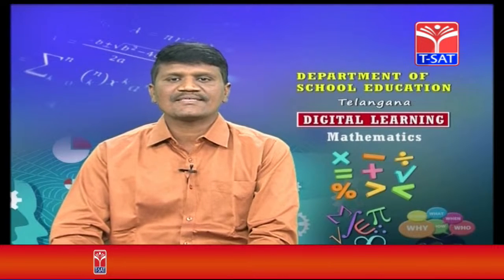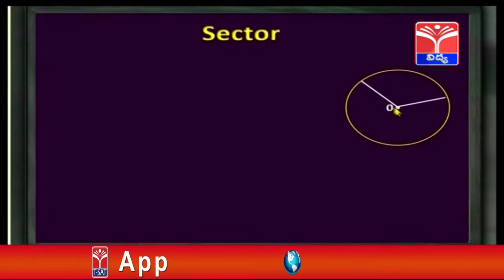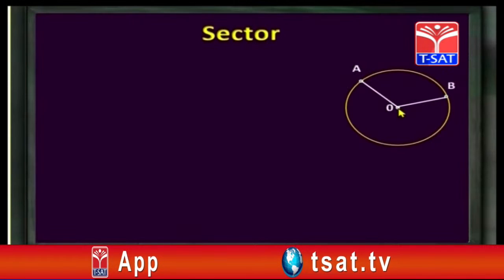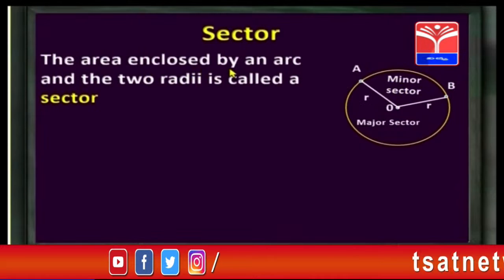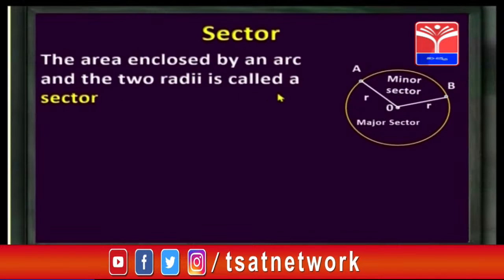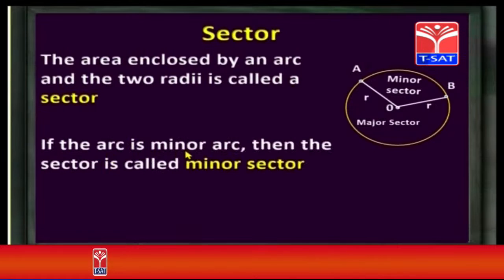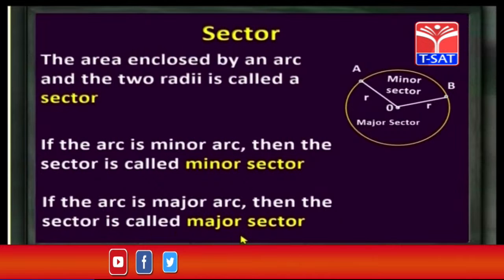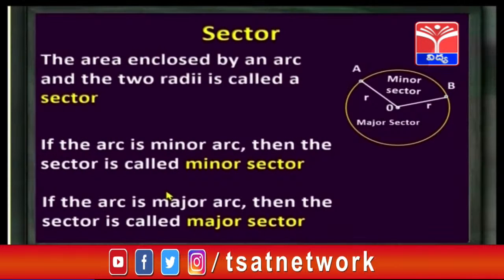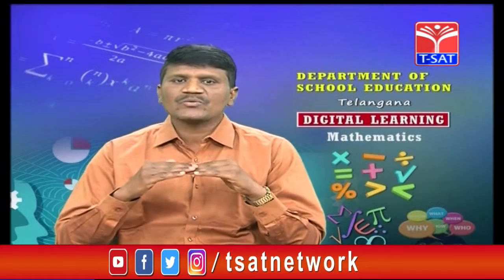Next, what is a sector? This is a circle and OA and OB are 2 radii, and this is a major sector and this is a minor sector. The area enclosed by an arc and the 2 radii is called a sector. If the arc is a minor arc, then the sector is called a minor sector. If the arc is a major arc, then the sector is called the major sector. So, always we can say the area enclosed by an arc and 2 radii is called a sector.